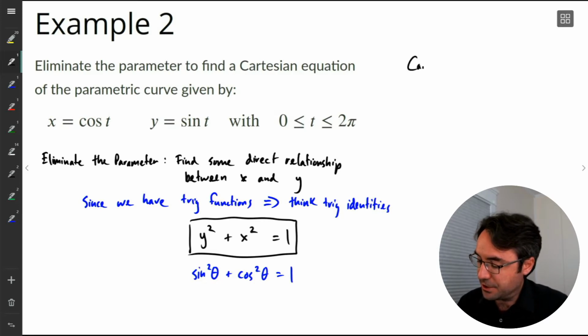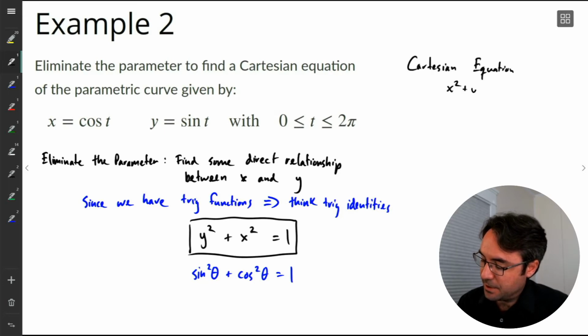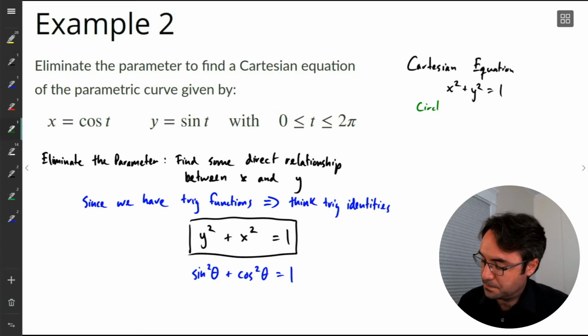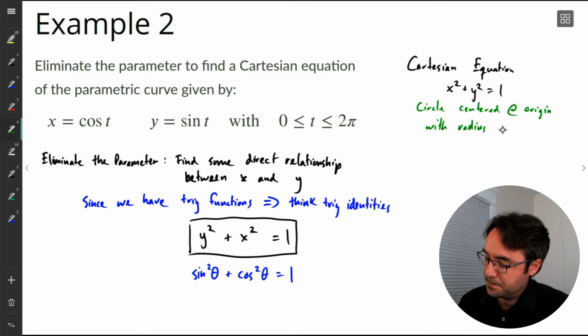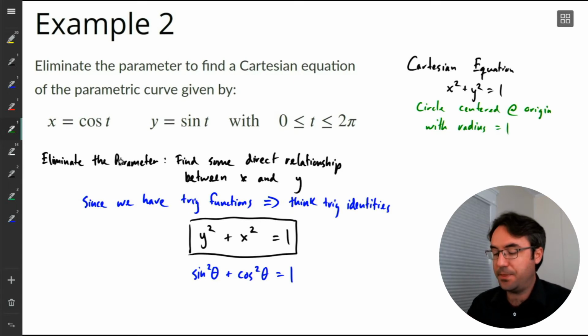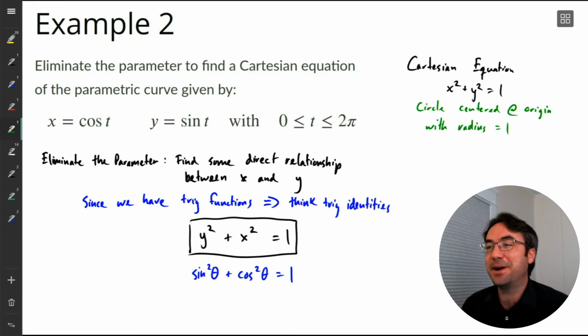So our Cartesian equation here is x squared plus y squared is equal to 1, which is a circle centered at the origin with radius 1. All right, so we already have a good picture of what this parametric curve is going to do. It's just going to be a circle centered at the origin with radius 1.